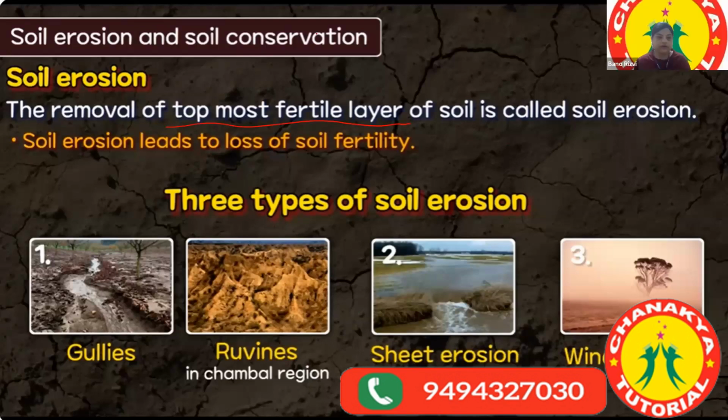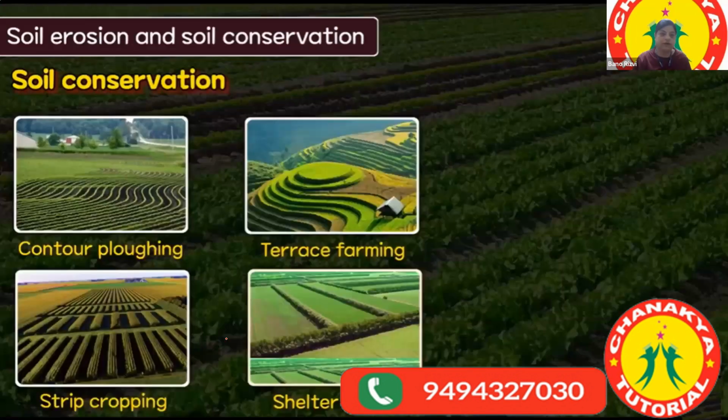Okay. So we have the gullies, we have the ravines, we have the sheet erosion, and we have wind erosion. In gullies, the fertile soils are washed away, and in ravines also, this is mostly in the Chambal areas, from the top of the mountain, where the fertile soil is falling down. Now sheet erosion is by flood. Now wind erosion is the wind blowing away the fertile soil.